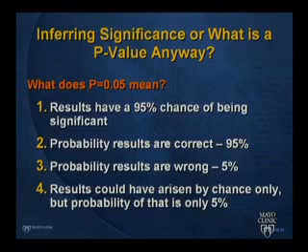Does it mean that the results of the study you're reading have a 95% chance of being significant? Or does it mean that the probability the results are correct is 95%? Or does it mean that the probability the results are wrong is 5%? Or that the results could be a fluke by chance, but that the probability of that is only 5%? So take your time, think about this, and tell me what you think.